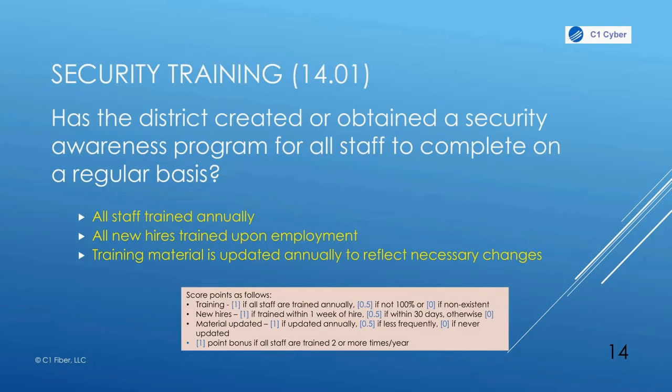Has the district created or obtained a security awareness program for all staff to complete on a regular basis? It should include all staff being trained annually, new hires being trained upon employment, and training material being updated annually to reflect necessary changes. Score between 0 and 1 points each for training, new hires, and material updating, as described in the scoring rubric, and add 1 bonus point if staff are trained 2 or more times per year. Pause the video now in order to consider and record your answer before continuing.